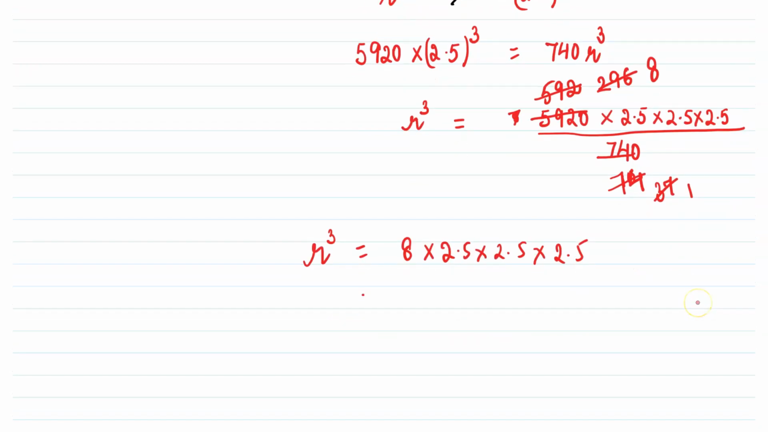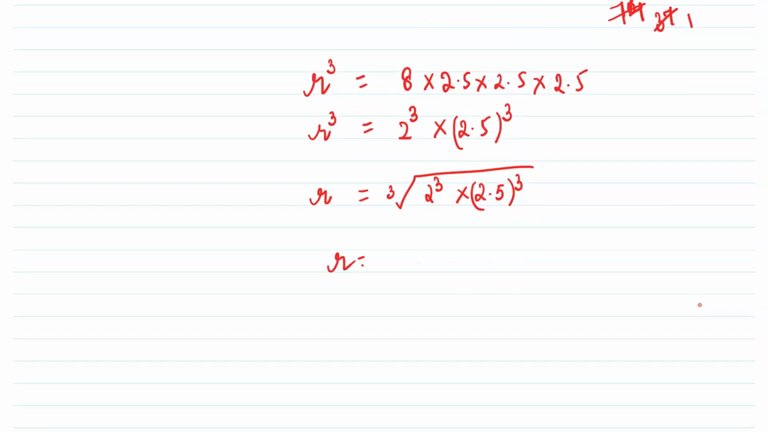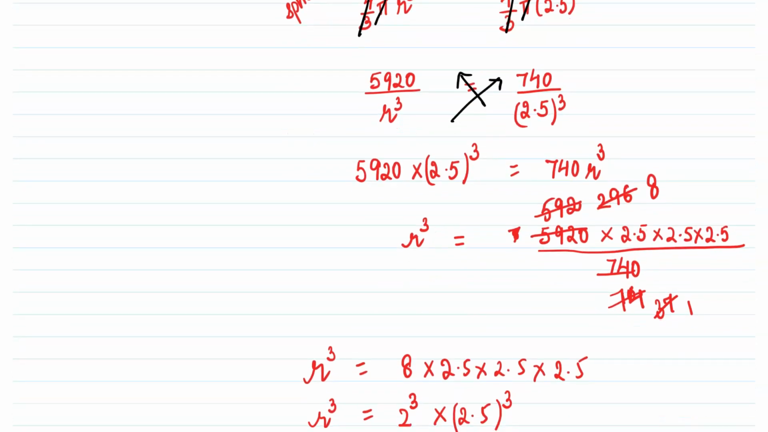Now we know 8 can be written as cube of 2 and this is 2.5 cube and this is r cube. If we have to find the value of r, it should be cube root of this whole thing. So we can easily figure it out. r should be equal to 2 times 2.5, which is equal to 5 centimeters. So the radius of the larger sphere is 5 centimeters, and we were supposed to figure out the radius of the larger sphere. So it is 5 centimeters.